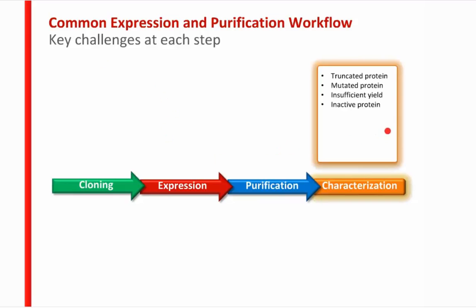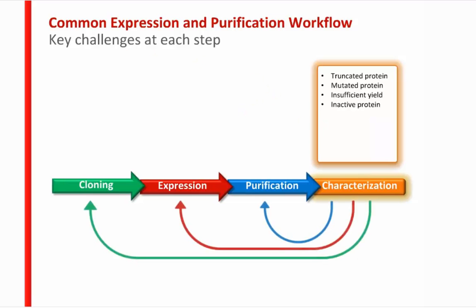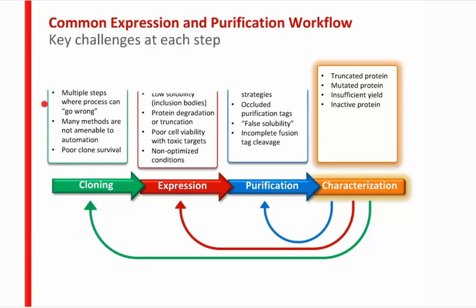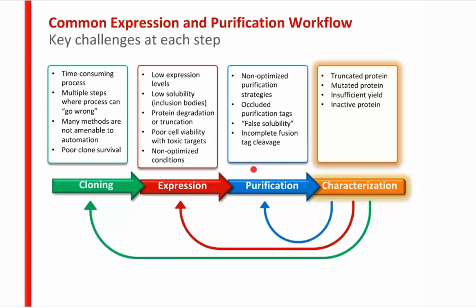But how many times have you gotten here and then realized that your protein is truncated or mutated, or you don't have enough yield to move on, or maybe your protein is even inactive? So that could be an issue, and you could end up having to move backwards along your timeline, right? Instead of being able to move forward, you're now moving backwards. And so you may go back to purification, you may have to go back to expression, or you may have to go all the way back and reclone your gene, which is really not fun. So what we'd like to do is be able to move forward always.